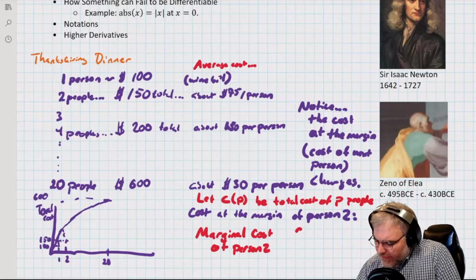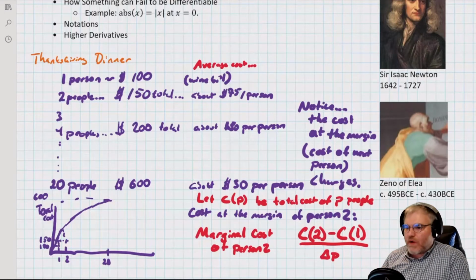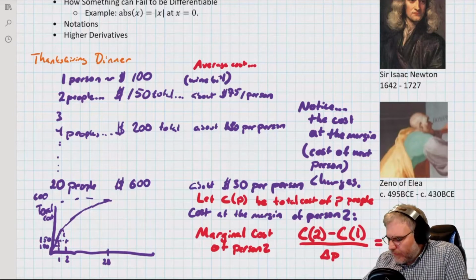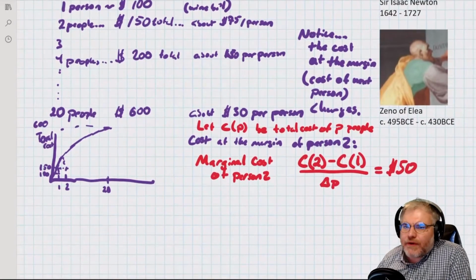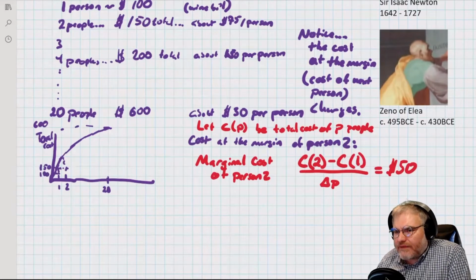Okay, so I've got C of the 2 people, minus C of the first person, divided by the additional number of people, right? Which is the change in people, which in this case is 1. And that comes out to be $50, right? It cost me $50 to add another person once I was already adding that many. How do we feel about that, 1 to 5?